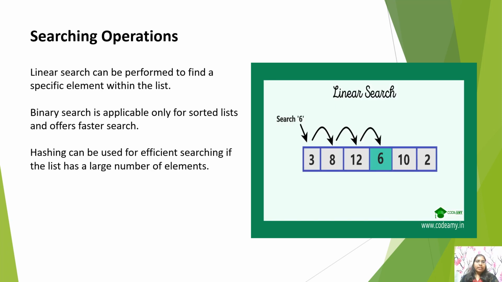Searching operations. Linear search can be performed to find a specific element within the list. Binary search is applicable only for a sorted list and offers faster search. Hashing can be used for efficient searching if the list has a larger number of elements.